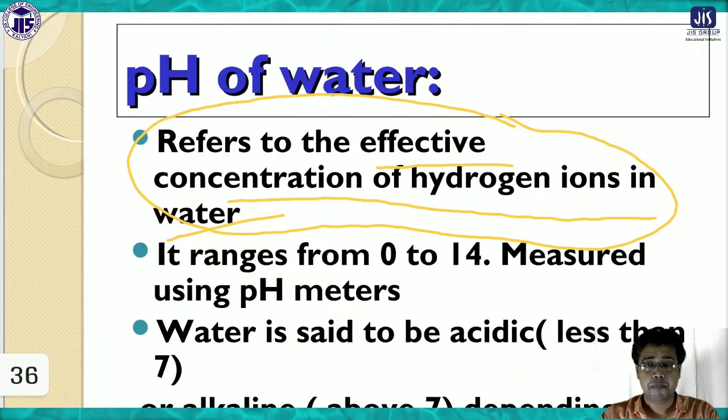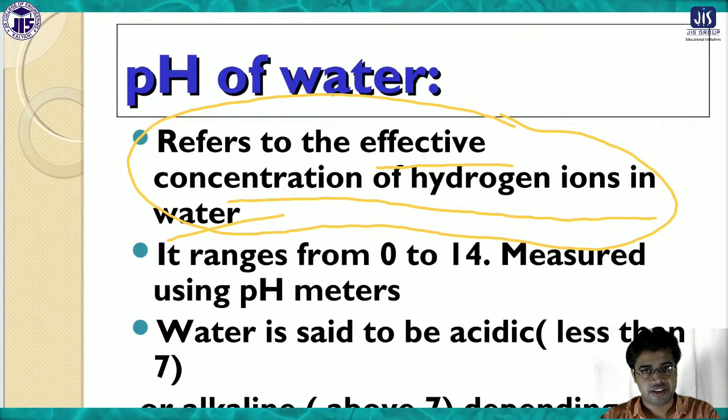pH is a very important water quality parameter. There are many reactions which depend on the pH. There are three pH ranges. First, 0 to 6.9, which is the acidic range. Then 7, which is neutral, and then above 7 up to 14, which is the basic pH range.